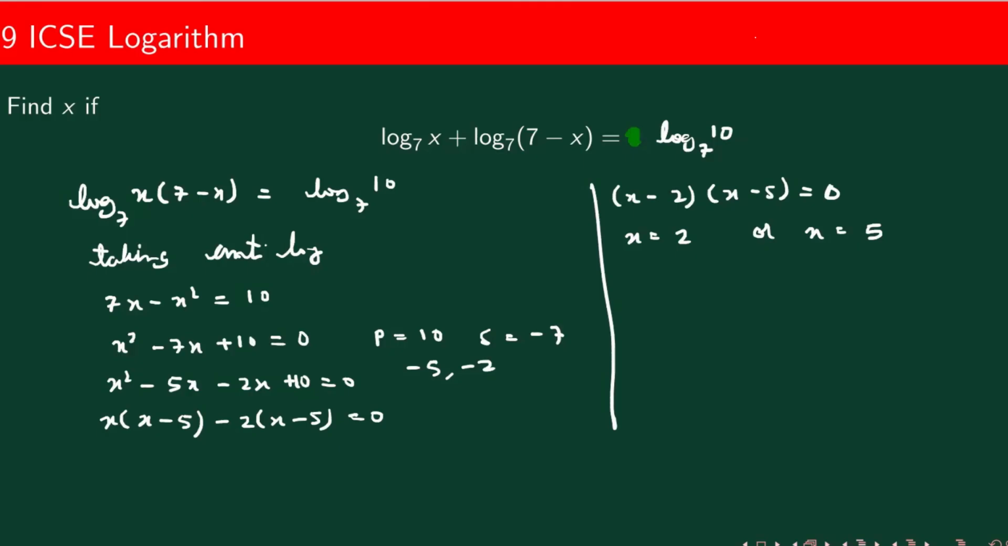Okay, again, the check is it going to give you a positive answer? So x is 2 is valid here. 7 minus 2 is still positive. So therefore, this checks in. For 5, this is positive. 7 minus 5 also gives you a positive answer. That also checks. So the answer is x is equal to 2 or x is equal to 5. Okay, let's go to the next question.